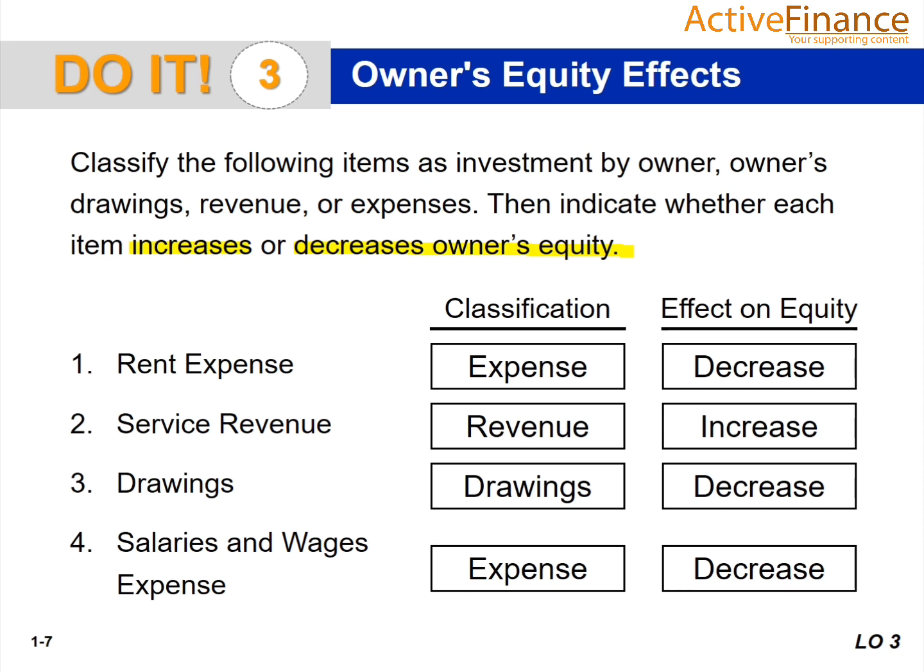First is rent. We have learned that expenses decrease equity. Service revenue increases equity, as it is revenue. Drawings: if we withdraw money, the effect on equity is a decrease. Salaries and wages also decrease our equity. This was all about the third learning objective.